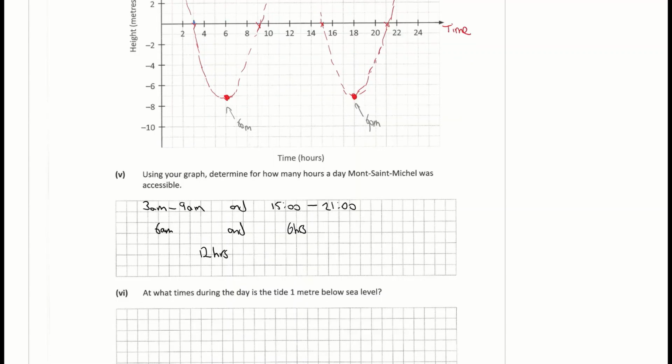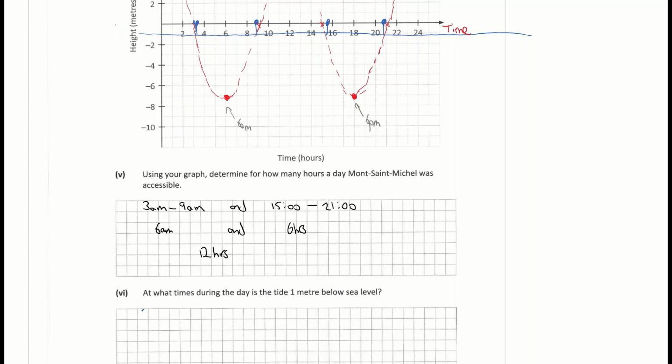What times during the day is the tide 1 meter below sea level? So that's at -1 below my 0. So that's when y is equal to -1. So that line here. And I'm just going to drop a dotted line up to the graph, which is here, here, here, and here. Again, mine is very sketchy, but if I'm looking at the times there, so what's that?